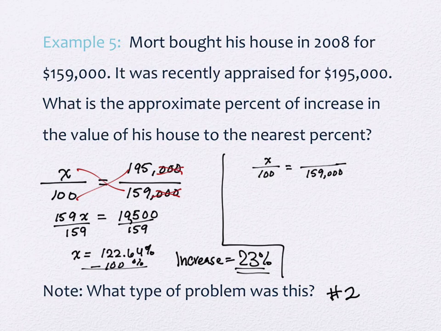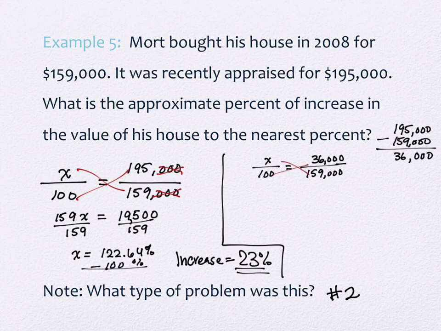So what happens if you look at just the increase in the value? How much did the house go up in value? You have to do 195,000. Yep, 195,000 minus 159,000. This is the increase that it had. And what is this? 36,000. So the value actually went up 36,000 in price. That's its actual value of increase.